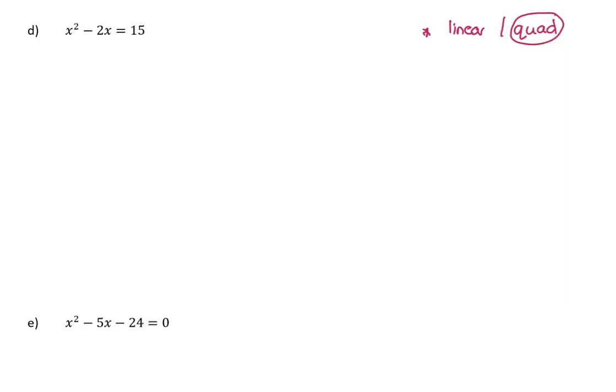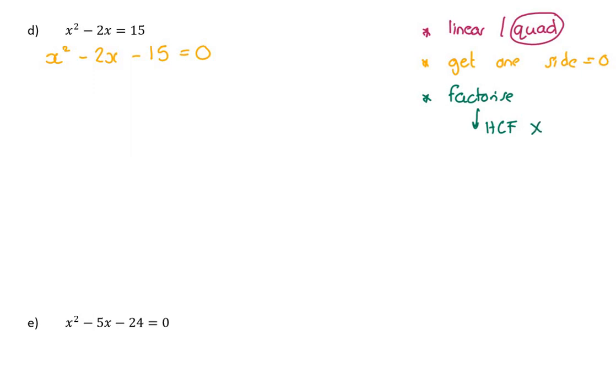So my next step is to get one side equal to 0. Doesn't really matter which. So I have a look at this and I see x squared minus 2x. So that's great. Let me get everything to that side. So I'm going to subtract 15 on both sides. And now I need to factorize. And the first thing that I do when I factorize is I look for a highest common factor. And when I look at this, I get x squared, I get 2x and 15. That doesn't have a highest common factor.